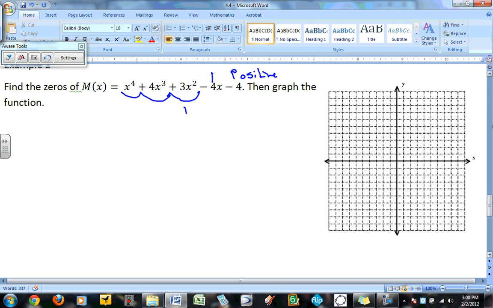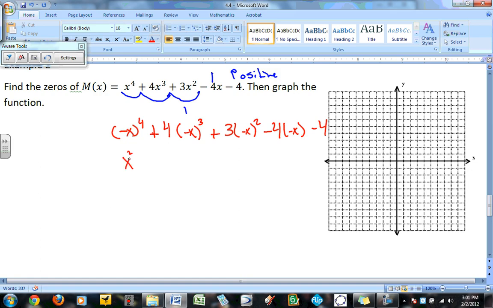Well, let's plug in negative and rewrite the thing. Was this the same? No, it's not the same as the one previously. So if I plug in negative x, I have negative x to the fourth plus 4 times negative x cubed plus 3 times negative x squared minus 4 times negative x minus 4. And rewrite to see how many negative roots we're going to have.